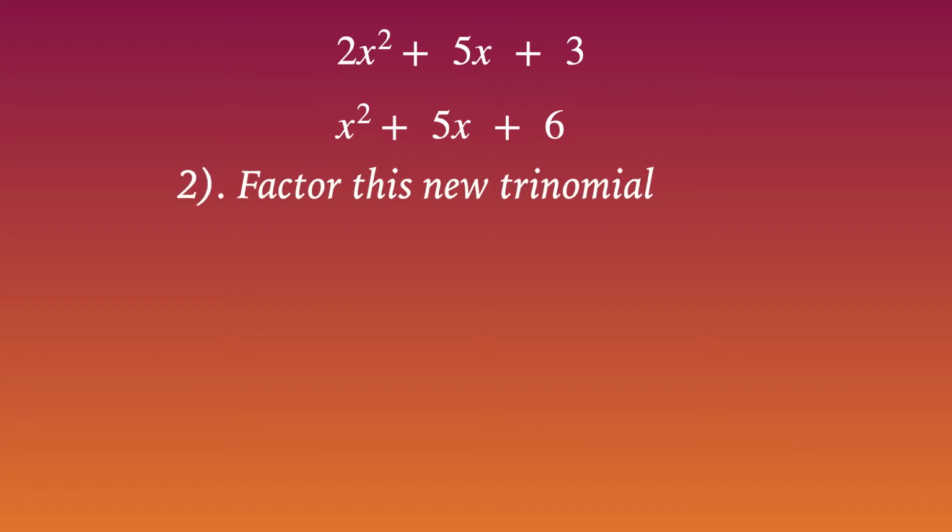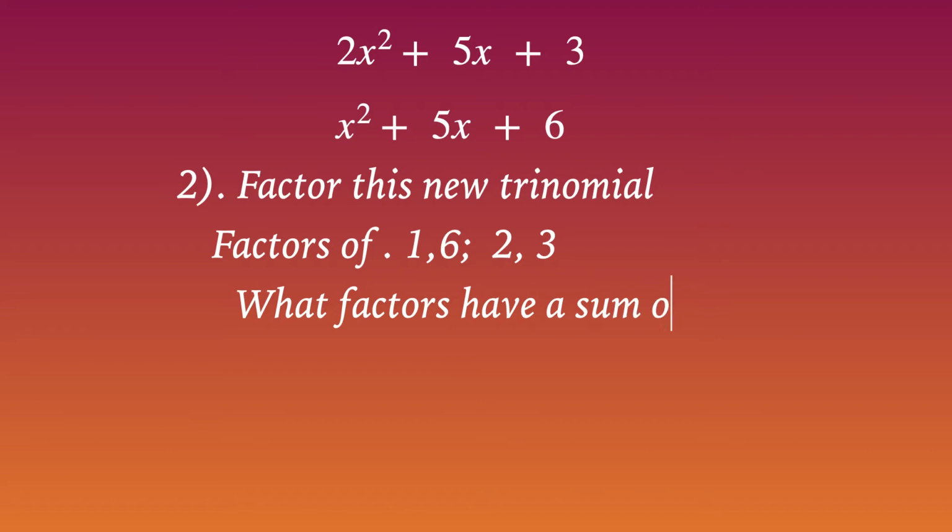Alright, we're going to do just like before. We're going to list the factors of 6. Alright, and we're going to say, okay, which ones add up to 5? Okay, and that has to be 2 and 3. So now I have this, x plus 2 times x plus 3.